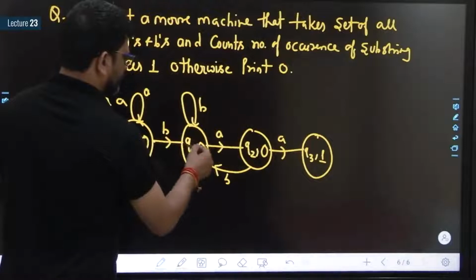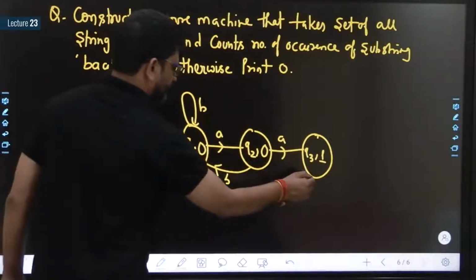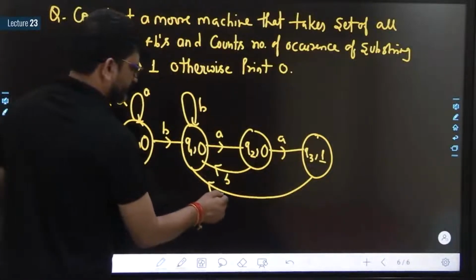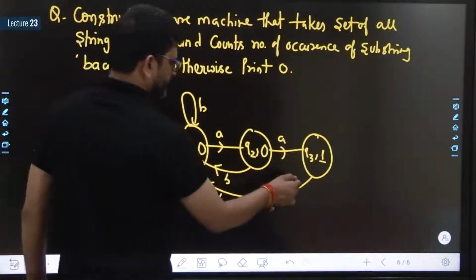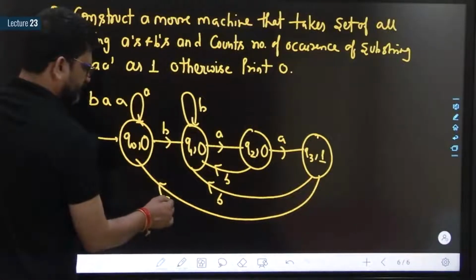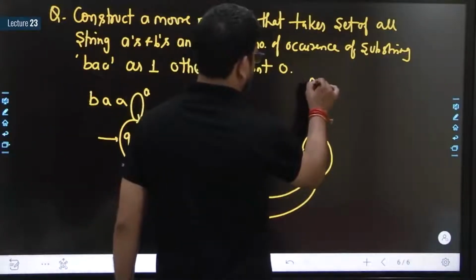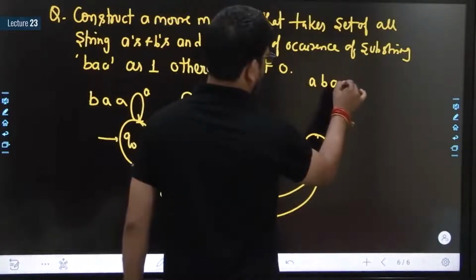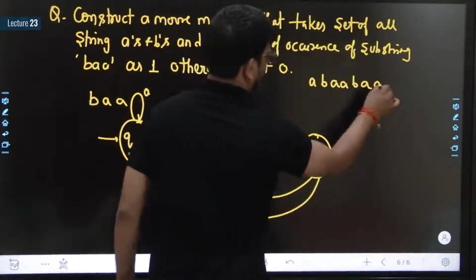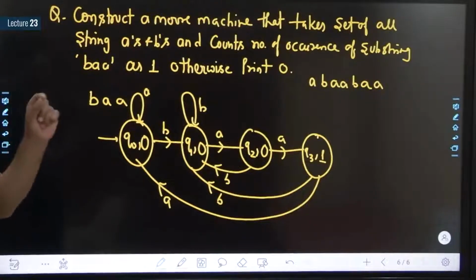B, A, B. See, suppose this is the input A, B, A, B, A, A, B. What will it print? The length of the input string is 7. It prints output with 8 length.